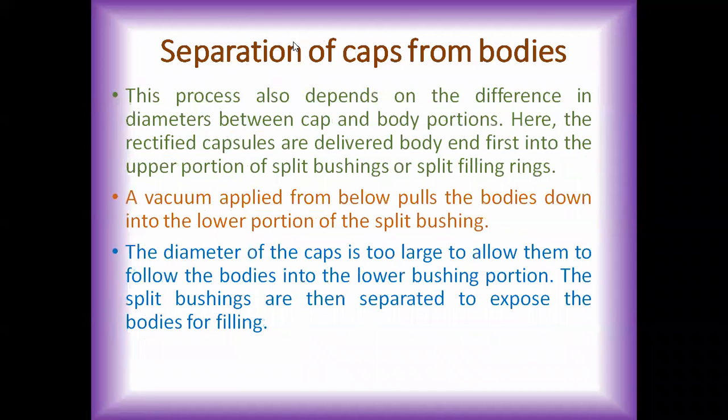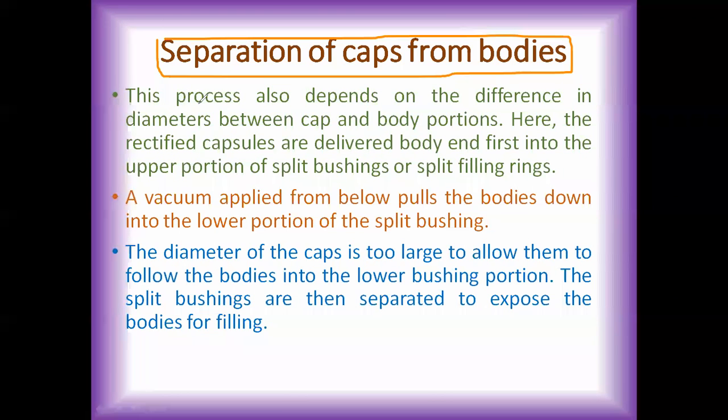Now let's move to the next step or operation, that is the separation of caps from body. In the first step of rectification, the alignment of the body part is downwards. Now the process of separation of cap from body also depends on the difference in diameter between the cap and the body portion.